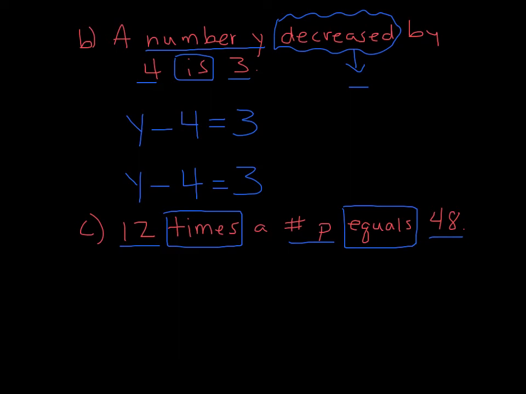So we have 12 times a number p equals 48. Now be careful, we've worked with algebra already, so you shouldn't need to put the multiplication sign in there. If you did, you can fix it up, because with equations and inequalities we're going to be dealing with algebra again. And this is what you should have come up with.